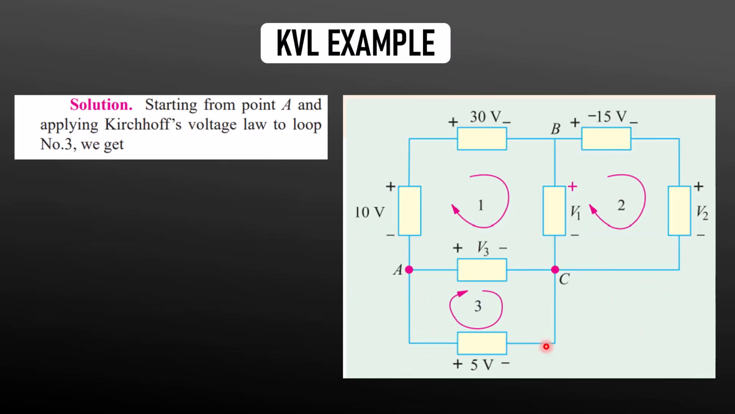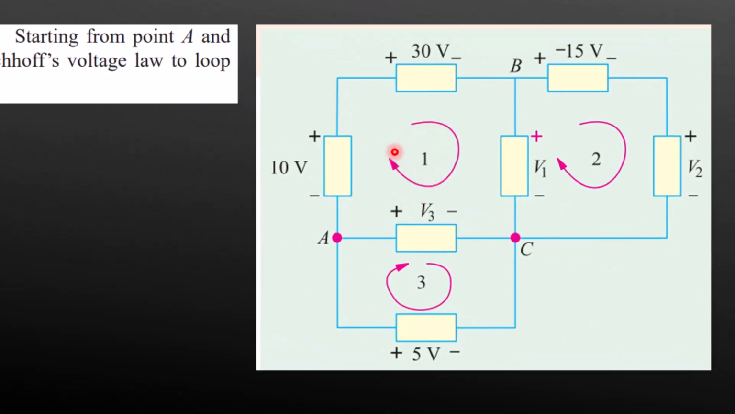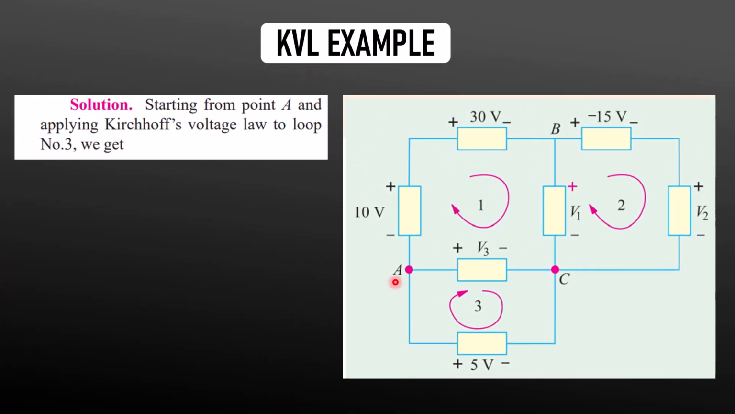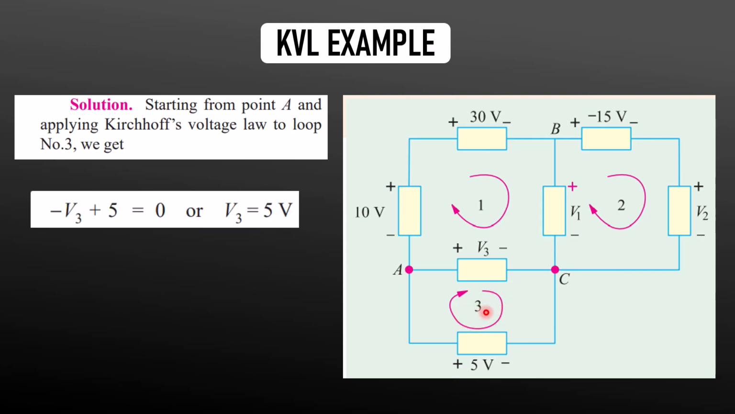So let's solve an example. Here you can see we have 3 loops or 3 meshes, and we have to determine the value of V3, V1 and V2. So first of all, starting from point A and applying Kirchhoff's voltage law to loop number 3, we get, so here you can see the direction of the current is in the clockwise direction.